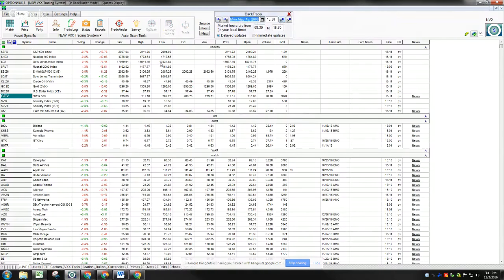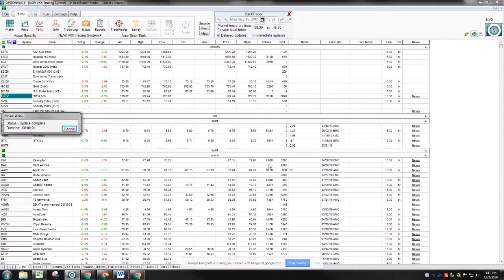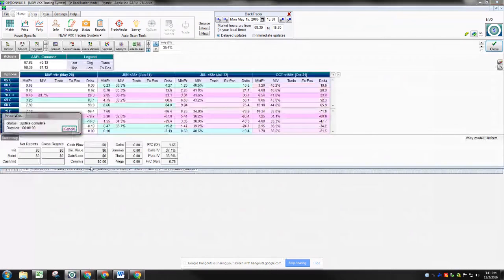And now you're going to watch this. It's all going to change. The whole entire OptionVue system now thinks that it's the market close on May 15th, 2006. Okay, so you'll be able to see where the SPY was trading, where Caterpillar was trading, all these things. And there's what Apple was trading at back then. You could even double click in here, and these are the options that were trading at that date and time.